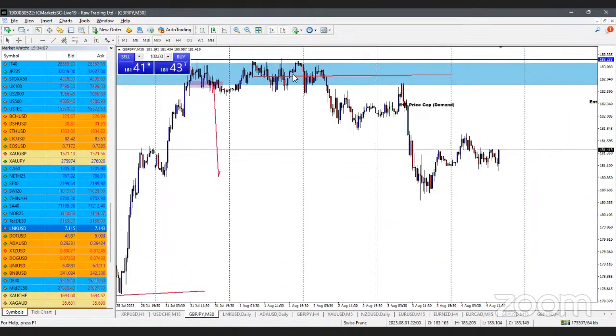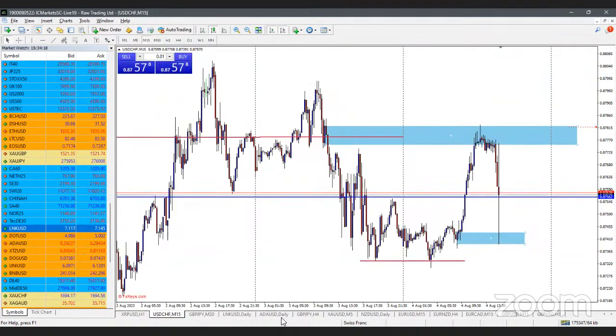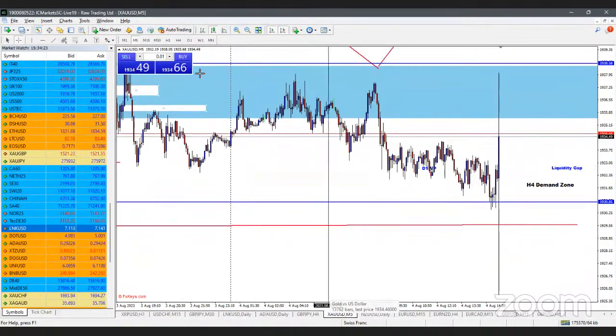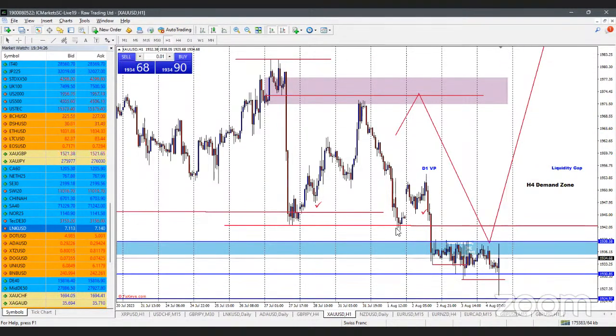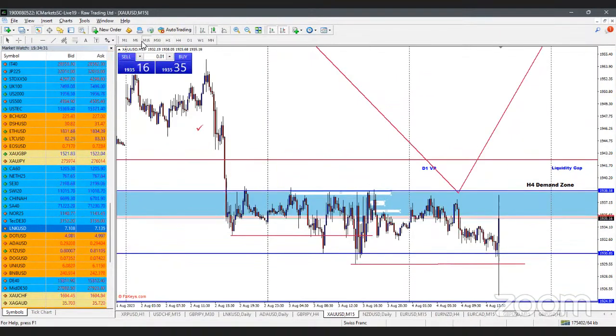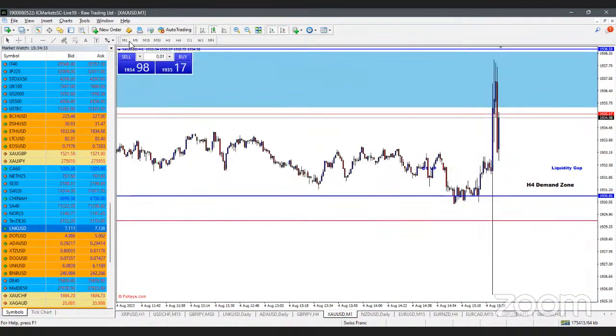Now, I don't know what's going on with, here we go. So we've got USD CHF, which is one. And then here we go. Look at gold, guys. So this is why I said gold is dangerous, because gold did a massive spike here, as you can see. But it has taken the low of the previous day, which is nice.